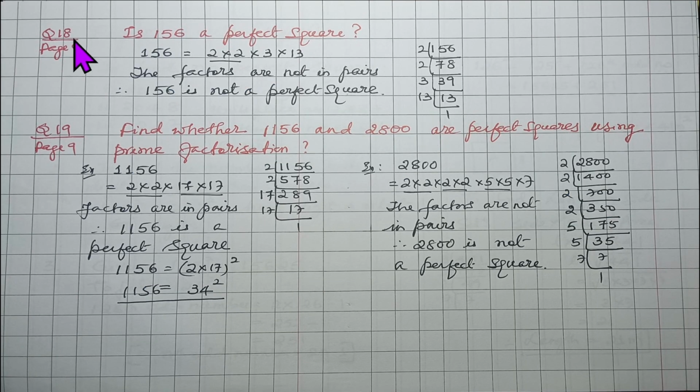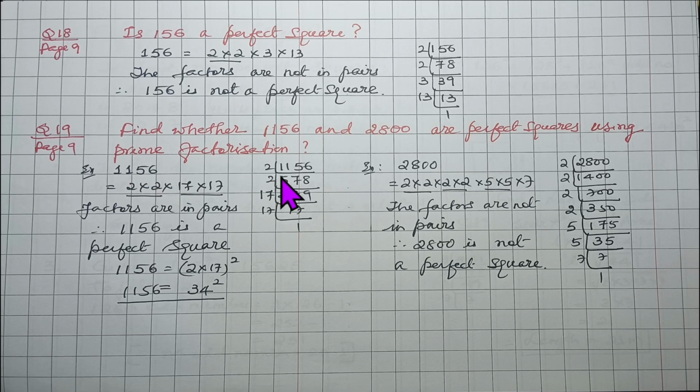Now coming to question number 18, page number 9: is 156 a perfect square? Again a simple question. Take 156, the prime factors of 156 are 2, 2, 3, 13. Now all are not in pairs. Therefore it is not a perfect square because the factors are not in pairs. Now find whether 1156 and 2800 are perfect squares using prime factorization.